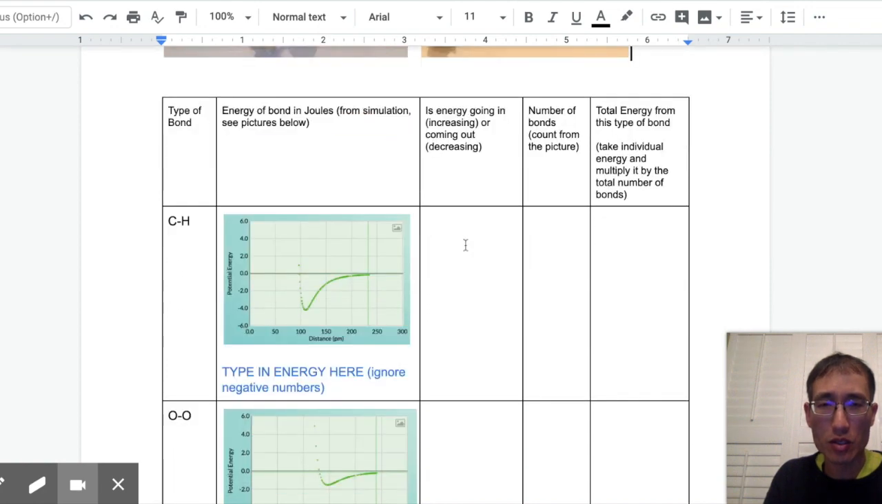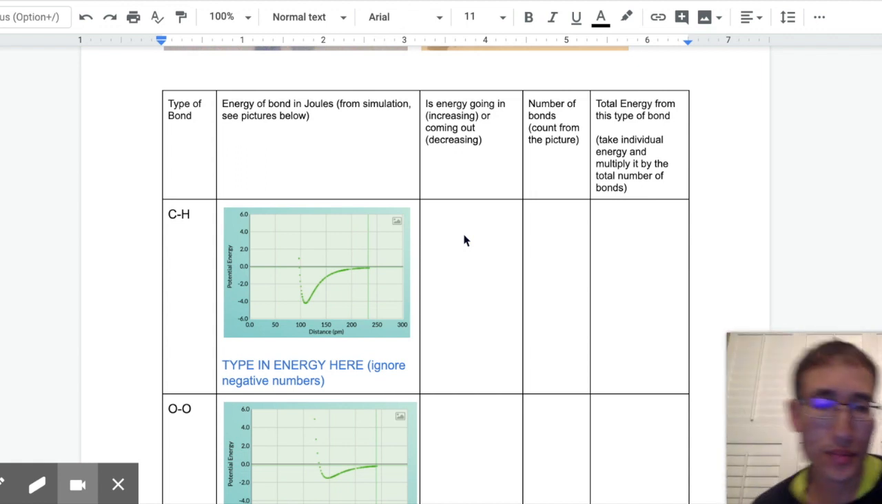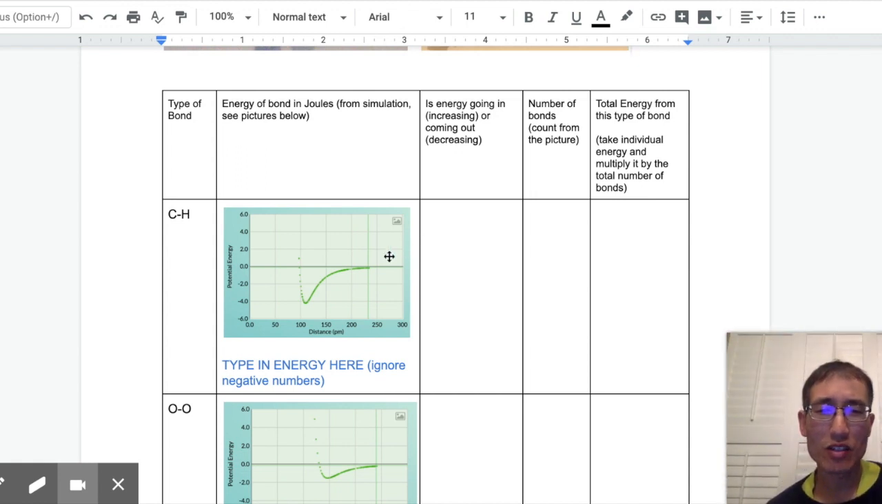If you scroll down to this part of the document, now we're looking at how much energy each of these bonds has. So I'm going to do one of these for you. These are rough numbers, but just get an idea of the energy needed to break a bond, or the energy that is changing as we are forming a new bond. So the CH bond, and I will also have a link on this to get to this simulation again if you want to do it yourself.